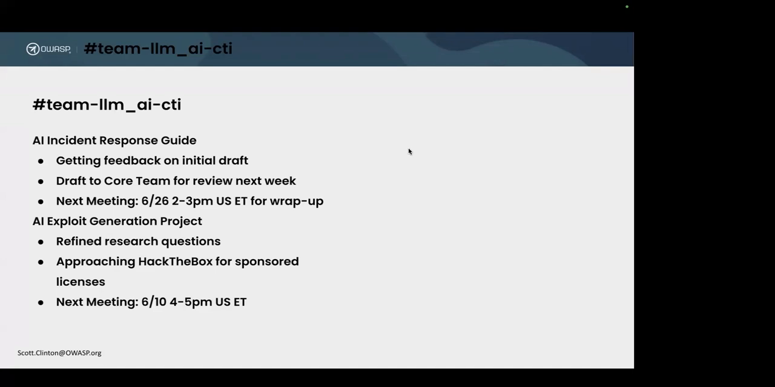Brian, did you want to add? I just wanted to add two things really quickly. One, if anyone on the call has a contact at Hack the Box, please let us know. Second, I think after we finish the incident response guide, we're going to be able to pour a lot more attention and energy into exploit generation, just in the sense of accelerating that a bit.